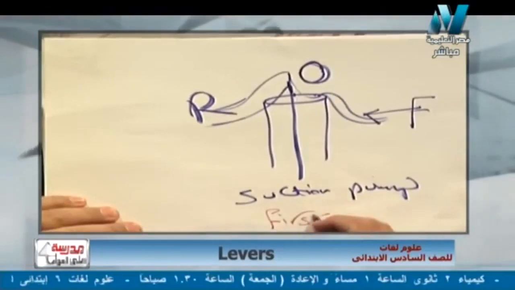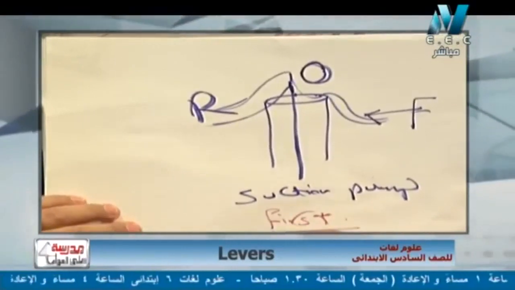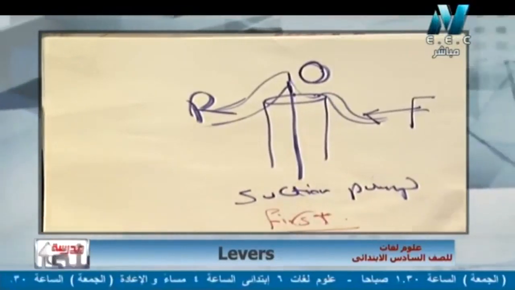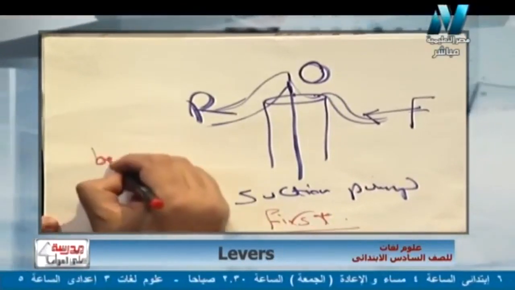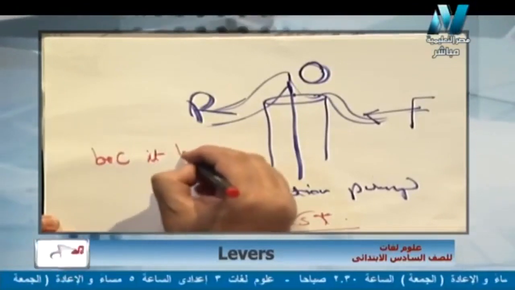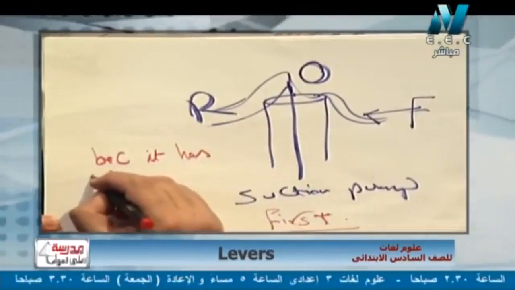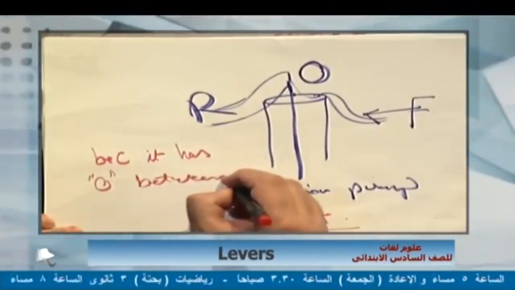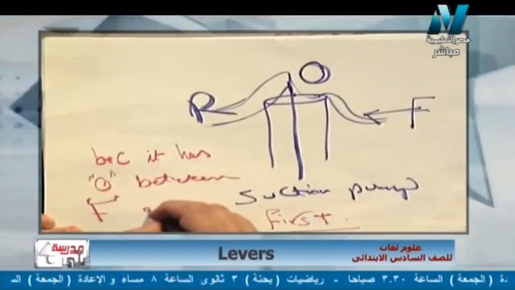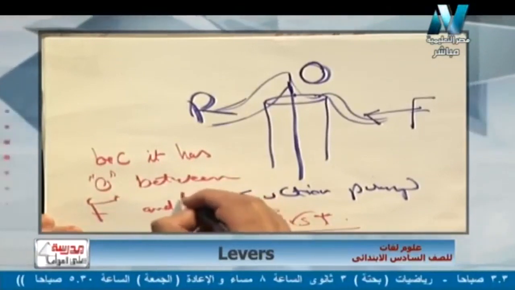Why? Or give reason. Here you may forget a lot in give reason at this point specifically. Give reason: the suction pump is a first class lever. I can say because it has O, which is the fulcrum as we agreed before, between effort force and resistance force.